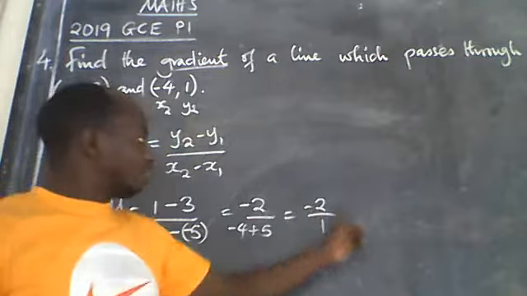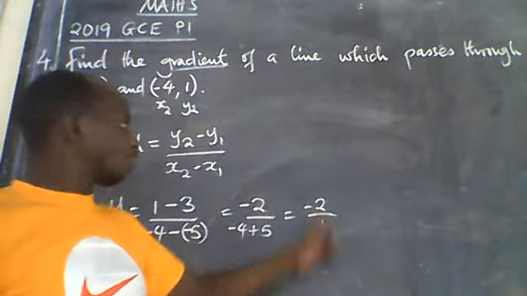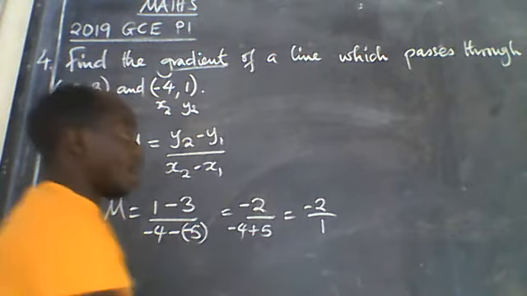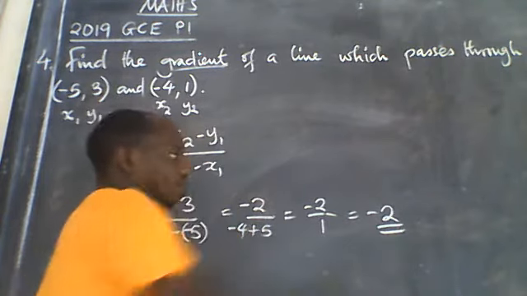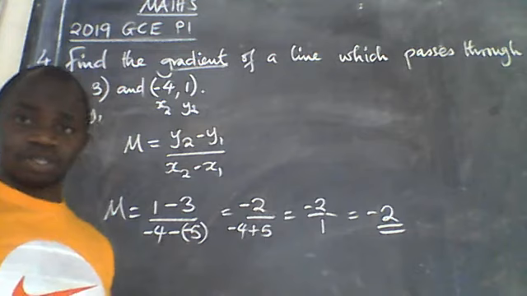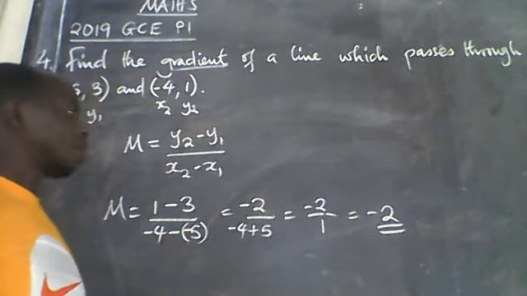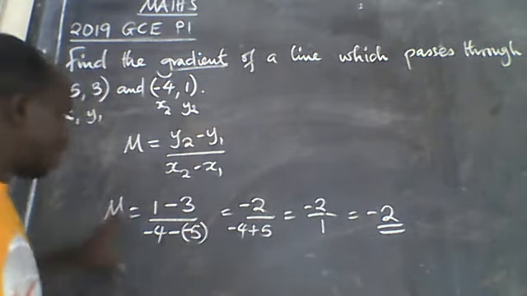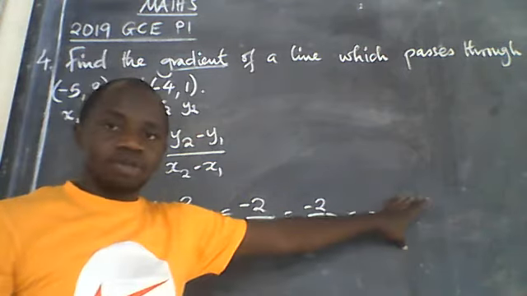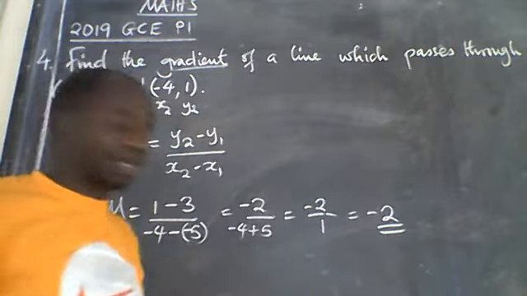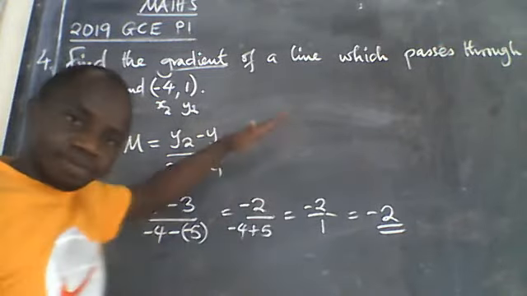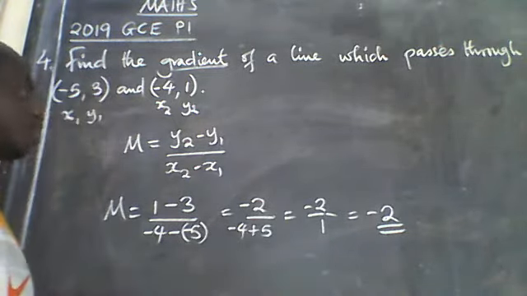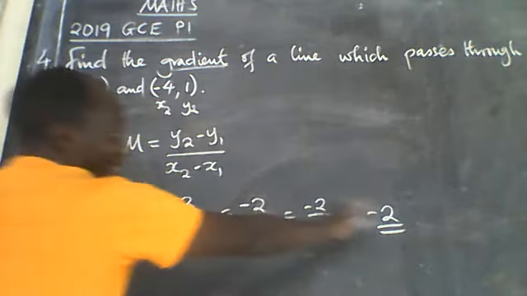Now, you cannot leave the answer in this form here, -2 over 1. Over 1, that is the same as now -2. You just get the -2. So this is your gradient, okay? That is your gradient. In exam, I'm writing it in this way because I'm looking at the space left. In the exam, don't go in this way, okay? Make sure it is tabulated in that way. Well, that is about this.